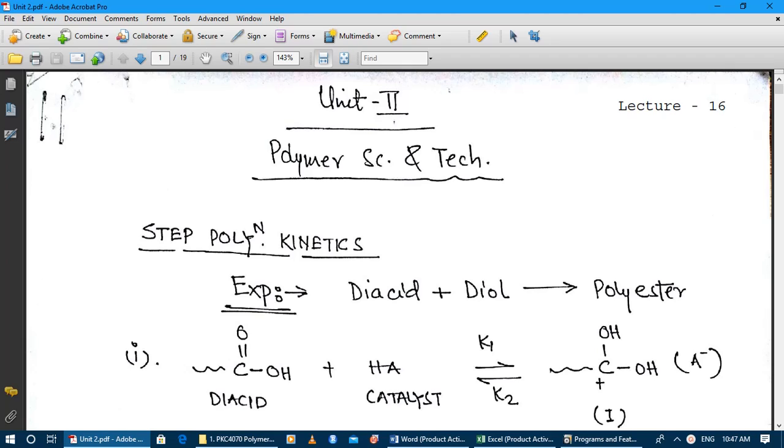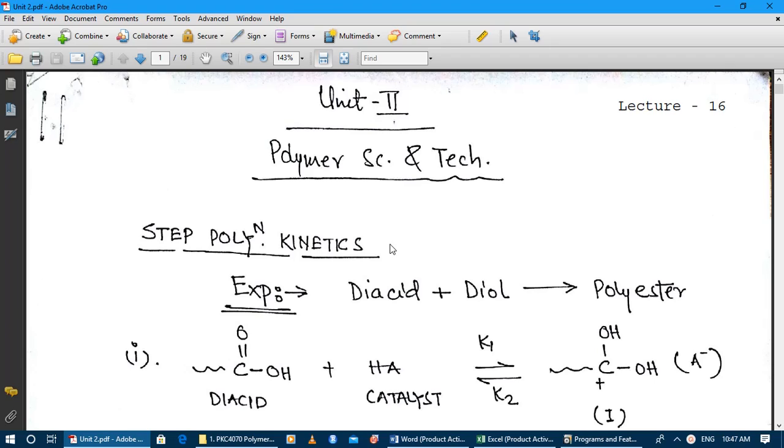Welcome to lecture 16 of the second unit, Polymer Science and Technology. In this lecture we will see step polymerization and the reaction kinetics of step polymerization. We have already discussed step polymerization in unit 1.